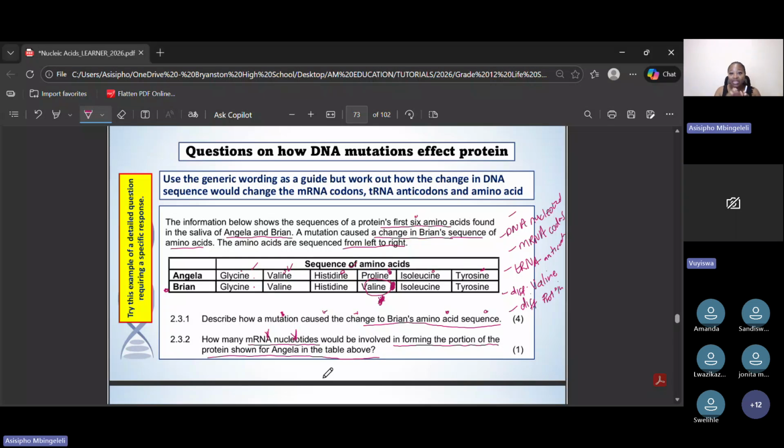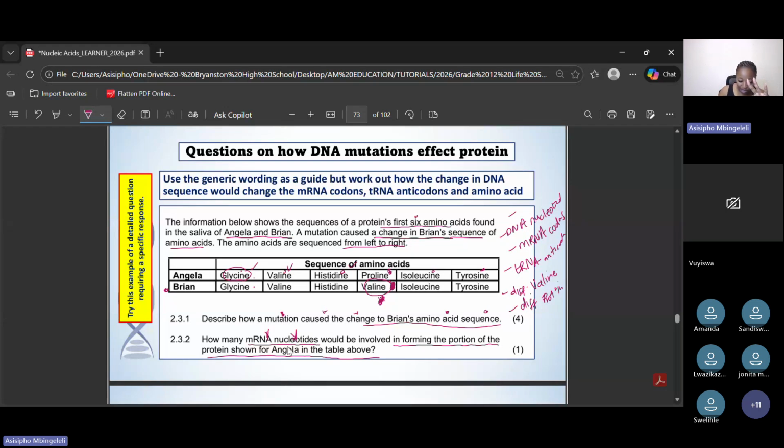3 bases. How many amino acids do you see in Angela's sequence there? 6. So what are we going to do with that 3 and the 6? Multiply it by 3, which is 18. Thank you. So remember, guys, an amino acid is coded for by 3 bases. I like how your initial answer was incorrect, but with the guidance, you are able to see there is one amino acid, and one amino acid is coded for by 3 bases.